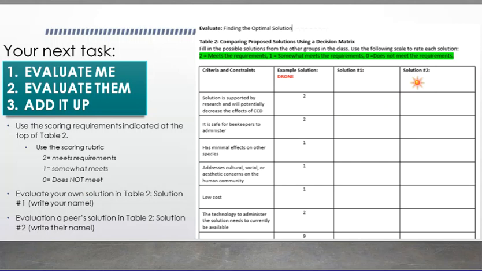And then you're going to score them. 2 if it meets the requirements, 1 if it kind of meets it, and then 0 if it doesn't meet it at all, okay, for each criteria. So you read the criteria, move across, give a score. Read the criteria, move across, give a score, okay? Do you guys have any questions?